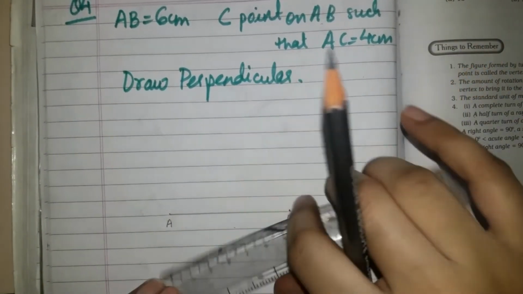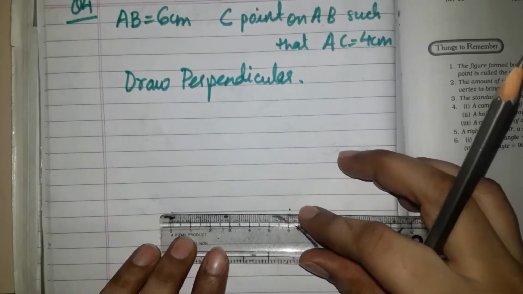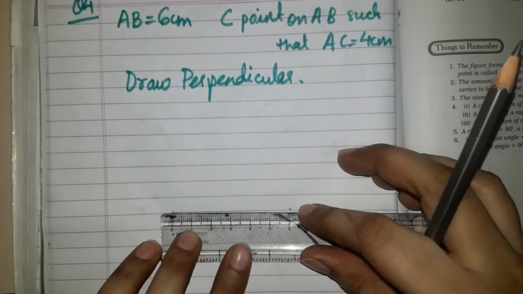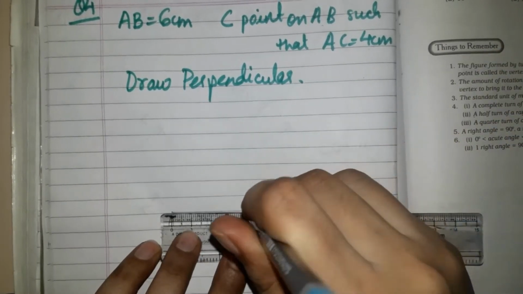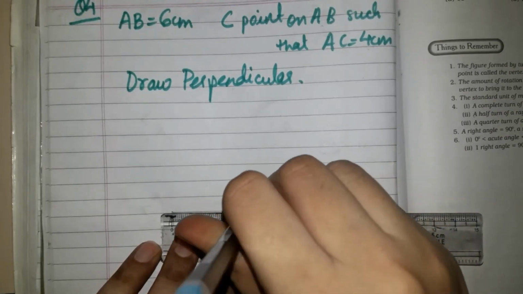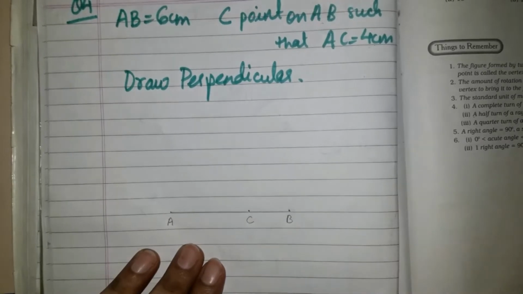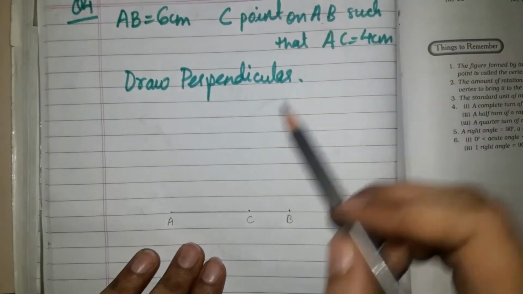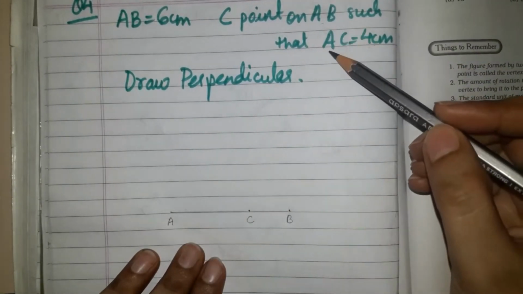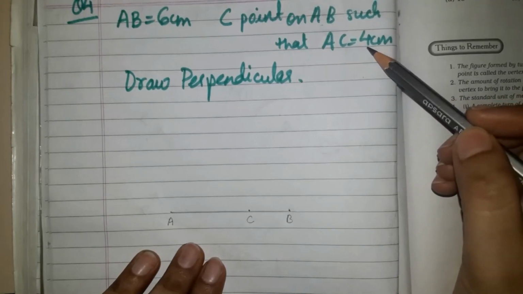So I'll use my scale and I'll see where 4 centimeters is coming. That means at this point I'll place a dot there. This is my point C. Okay, let's see. They are saying you have to mark C on the line AB such that the distance between A and C should be 4 centimeters.